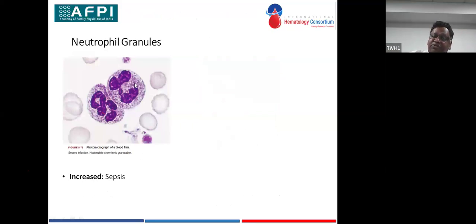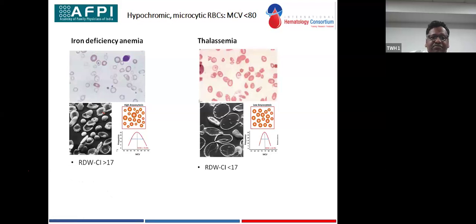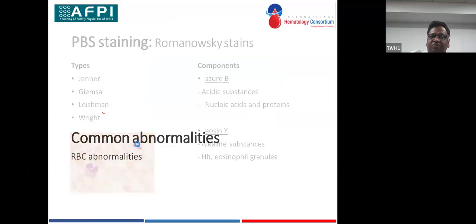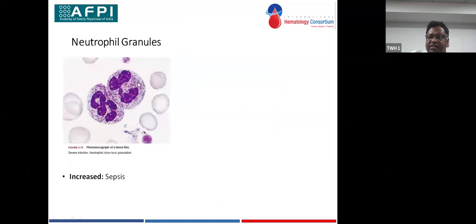You see, these are granules. Normally, these granules are not that dark, right? You see this. Let me show you. You see, normally the granules in neutrophils are not very dark. This is normal staining neutrophil. But if you look at the other one, the granules are so prominent. This is what we see in sepsis.